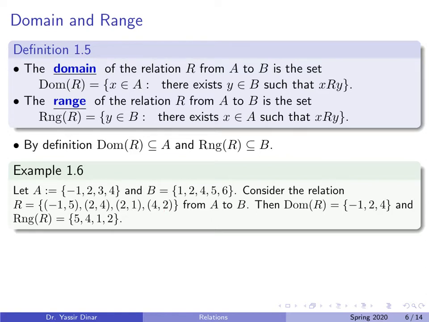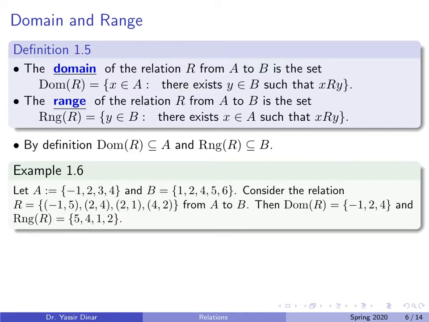So, what will be the domain here? The domain of R is just collecting all the elements that appear as the first entry of these pairs. So we have -1, 2, 2 twice, which in the set will be only 2, and 4, and so the domain is {-1, 2, 4}. And the range of R is the second entry, so here we have 5, 4, 1, and 2. And this gives me the range of my relation.